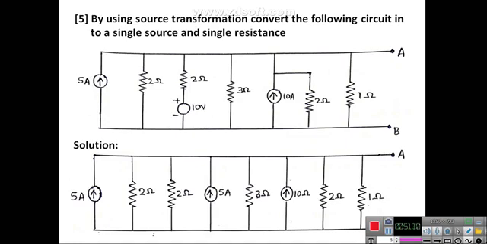Okay, so you can convert this voltage source into a current source. Here also this current source is as it is. Now first you have to convert this voltage source into a current source. Then you can see that all are current sources. You can replace all three current sources by a single equivalent, and similarly all resistances will be replaced by a single equivalent resistance.